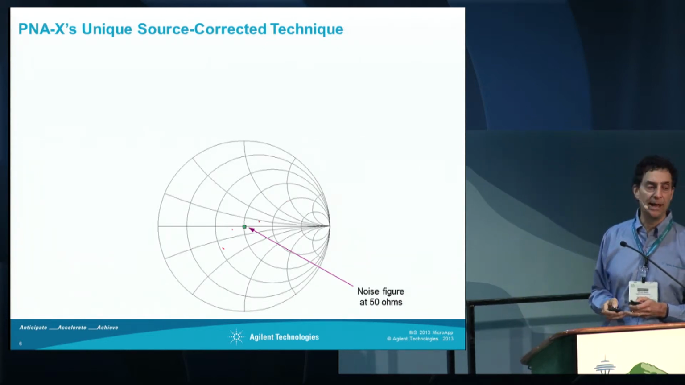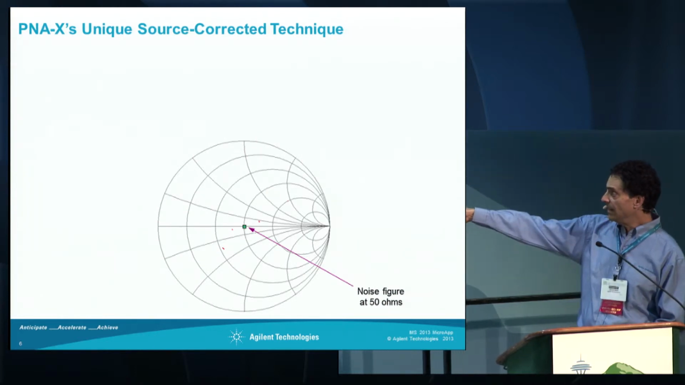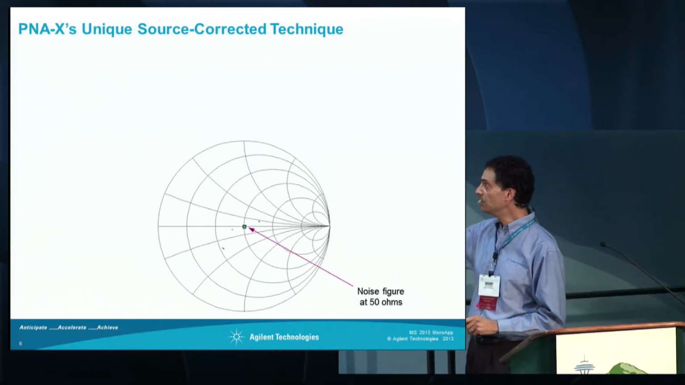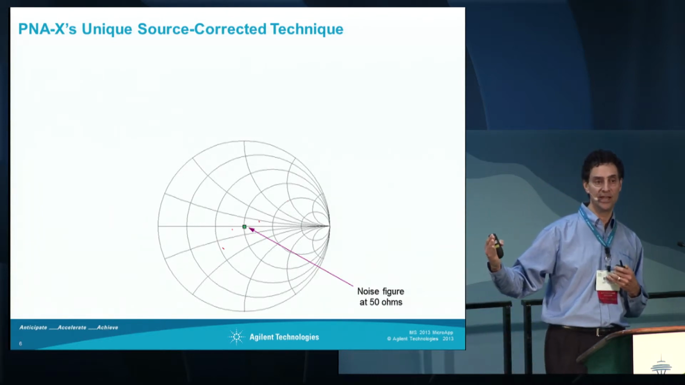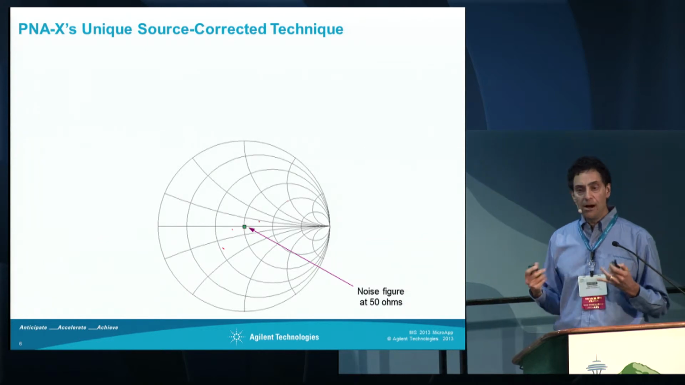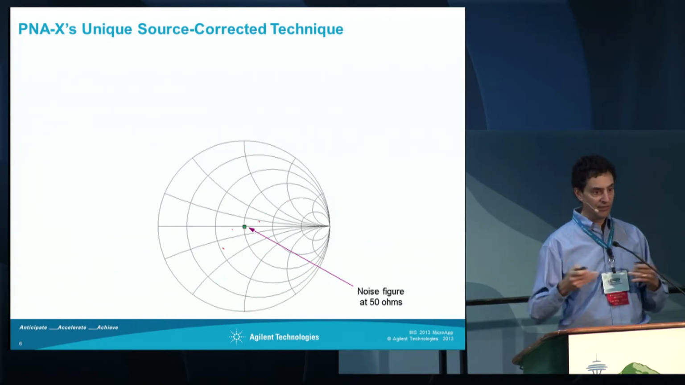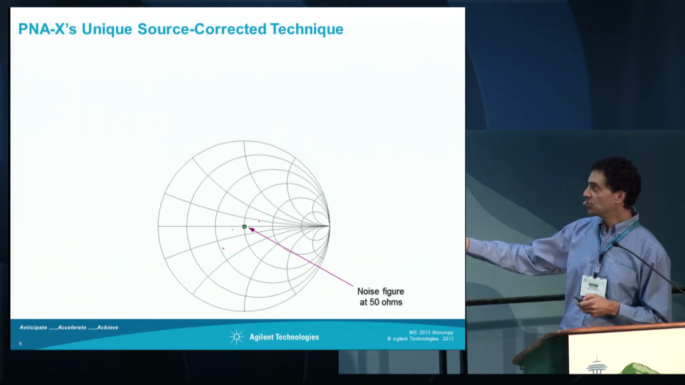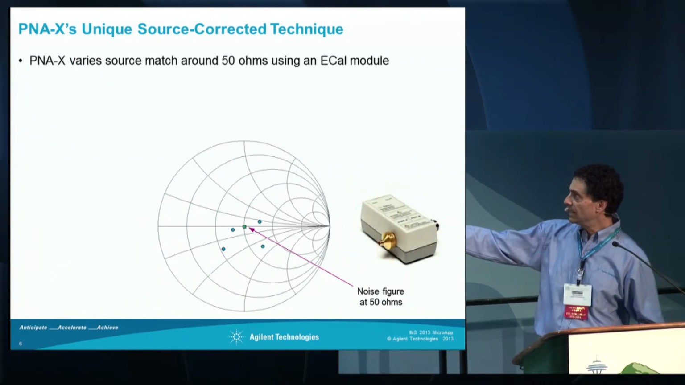So the way we do it, this is a brief summary. It's described in an application note that we have out on our website. But the idea is that we're trying to measure noise figure right at 50 ohms. So this Smith chart is representing the source match that we're presenting to the device under test. And we want it to be exactly 50 ohms. But any RF or microwave designer knows that you can't build a perfect 50 ohm source match over a broad frequency range.